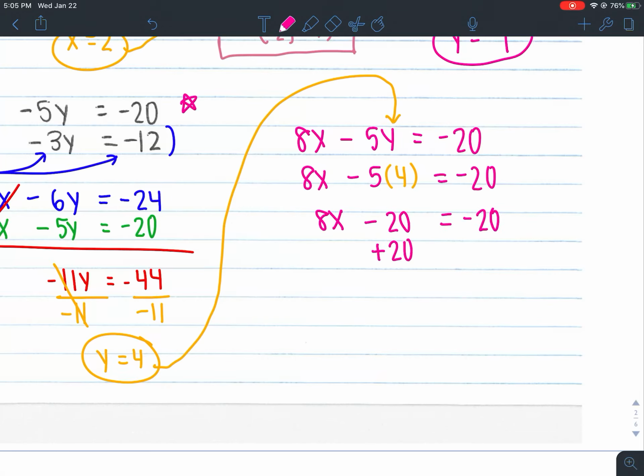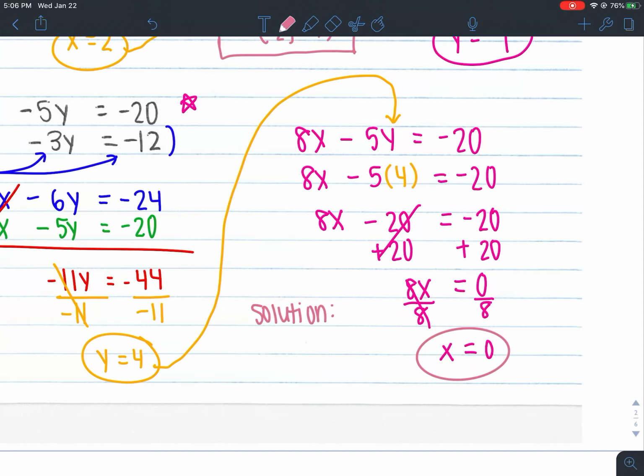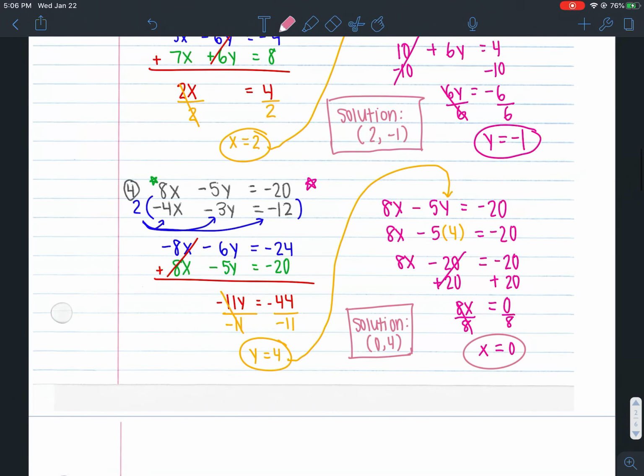Trying to get x by itself, so I'm going to add 20 on both sides. So I have 8x equals 0, right? Negative 20 plus 20 is 0. X is still not by itself, so I got to divide both sides by 8. Well, what's 0 divided by 8? 0. So that means my solution is the point (0, 4). So it means that both of these lines are going to intersect at the point (0, 4).